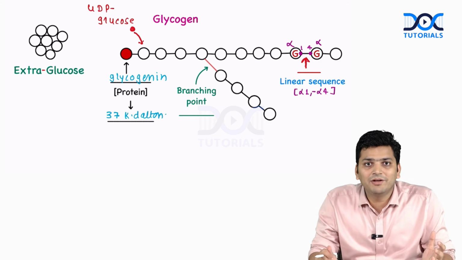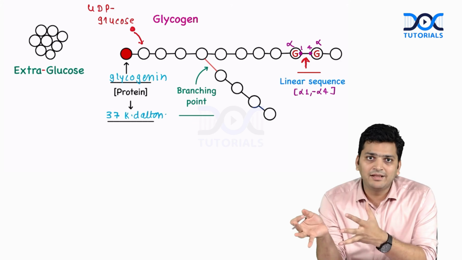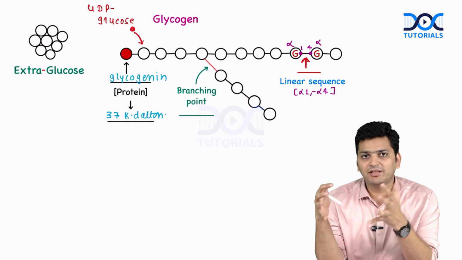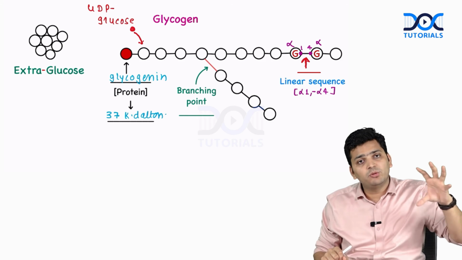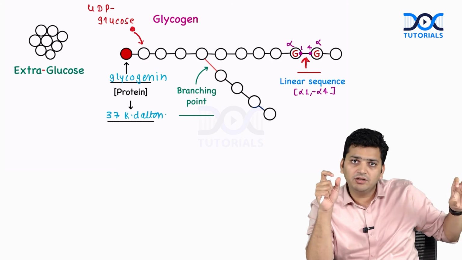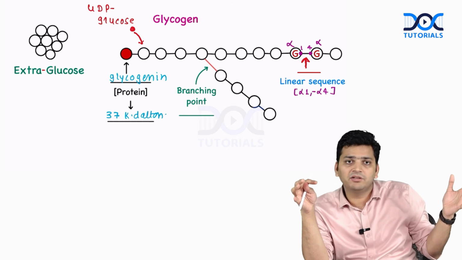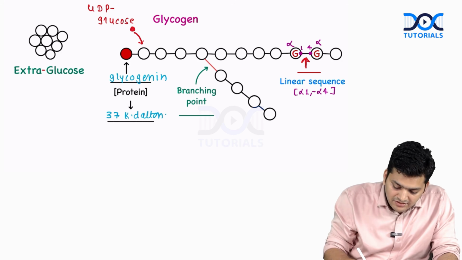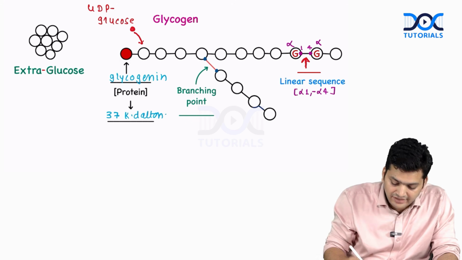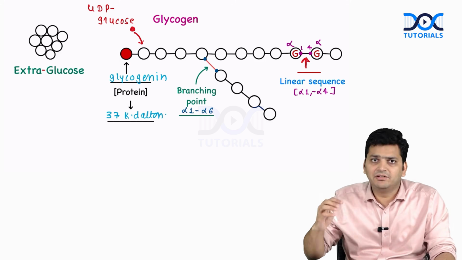Do you remember the meaning of alpha and beta? Whenever the glucose is in the ring structure, it will be referred to as either alpha or beta. So here we have alpha glucose uniting with alpha glucose. When we make a long chain of almost 11, 12 molecules, we can't make it longer than that, then we have to make branches. And at the branching point, we have a special direction of the bond: alpha 1, alpha 6. And then again, we have the linear sequence.